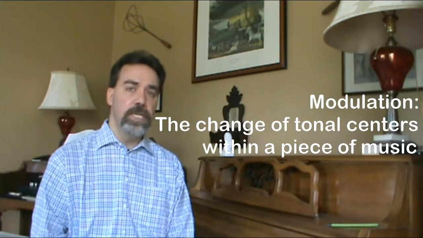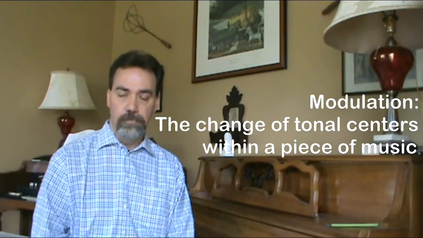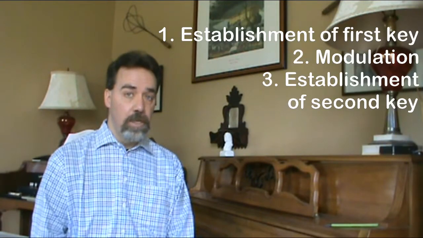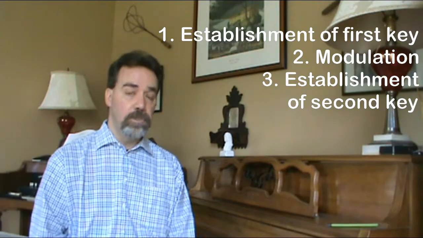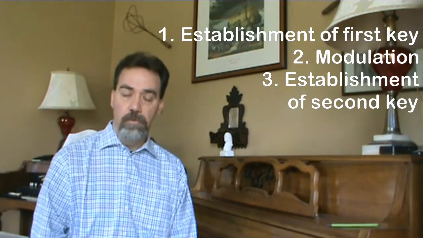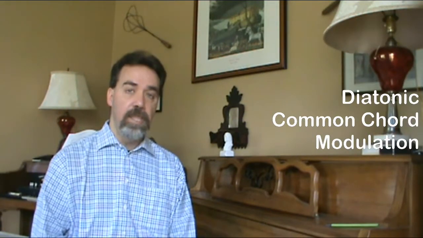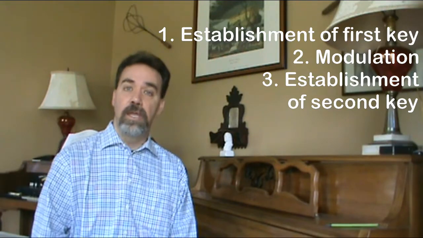So as long as the chord has an enharmonic respelling from the original key to the second key, we call that an enharmonic modulation. So let's review. Modulation is the changing of tonal centers within a composition. There are 3 parts to a modulation. First, we have the establishment of the first key. Then we have the actual modulation, which can be either direct or a common element modulation. And then we have the establishment of the arrival key.